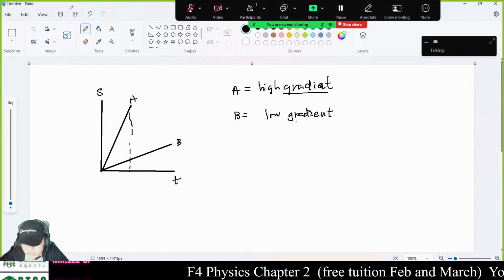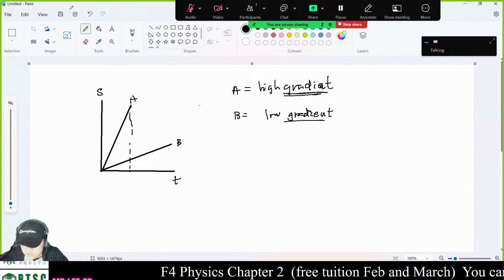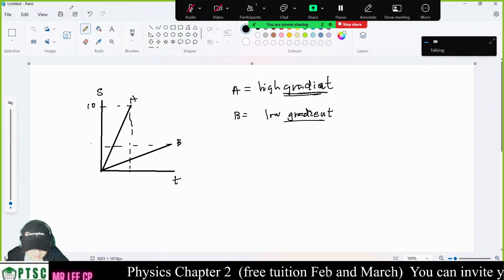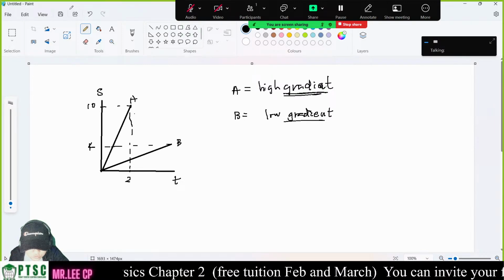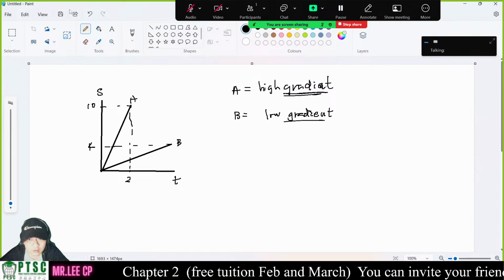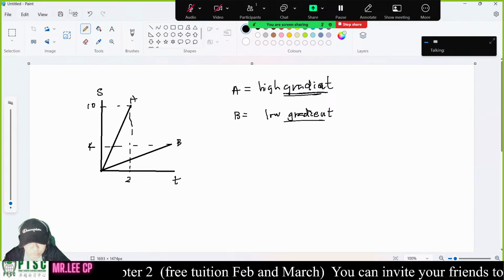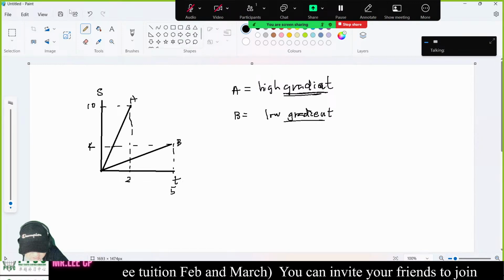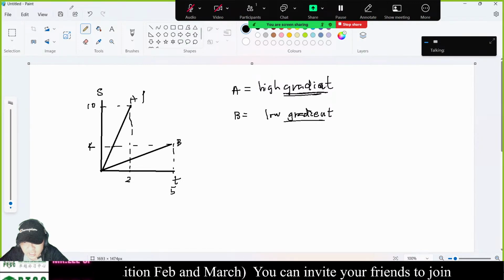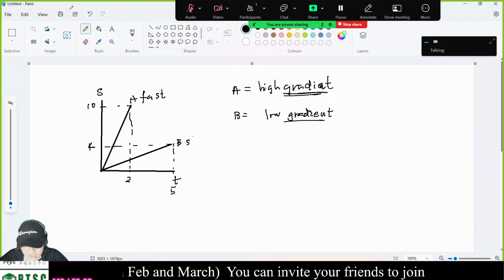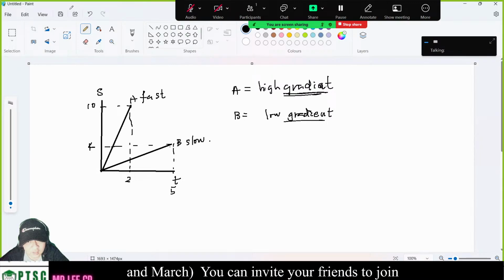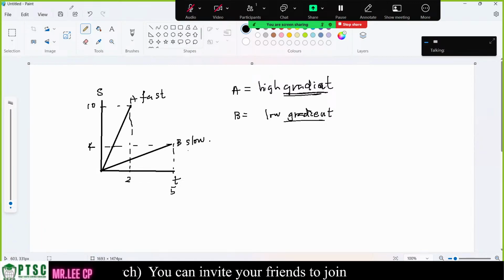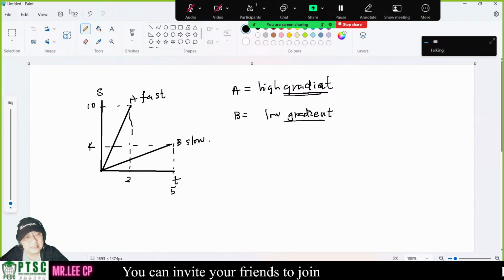Gradient is what? Velocity. So the speed, the velocity for A is high. Let's say this number is 10, and here let's say 4 only. So in 2 seconds, you move 10 meters, so fast. But this one, you use 5 seconds, you only move 4 meters. So slow. So A is fast, B is slow. The higher the gradient, the faster it is. The lower the gradient, the slower it is. Do you get what I mean?